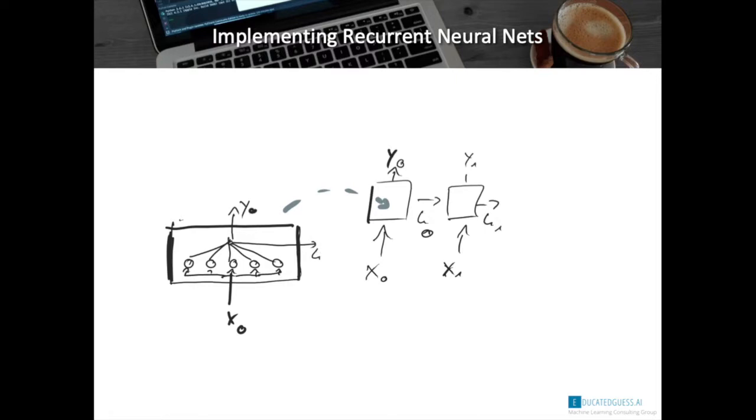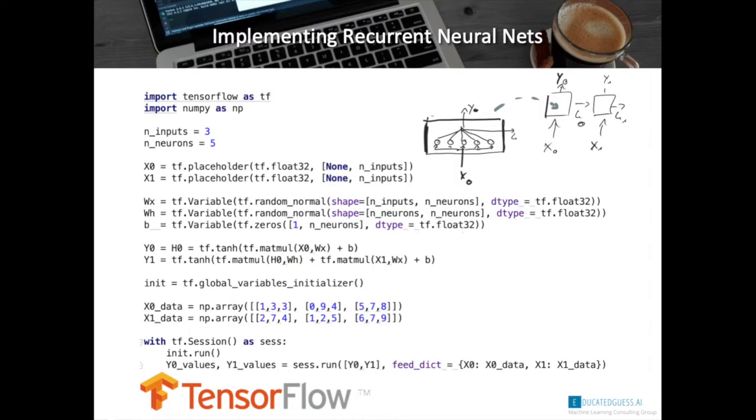vector. So if we unroll this, let's do this for 2 time steps, then we start at x0, and then we move the state, which again is equivalent to the output y0, and feed this into the next layer here. Okay, so let's look at the implementation of this, and we're going to look at this here using TensorFlow.